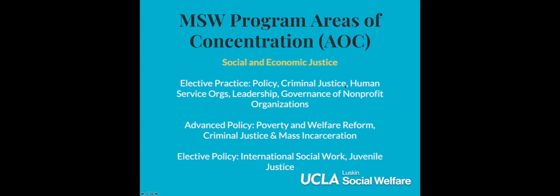So we have policy, criminal justice, human service organizations, leadership, governance of nonprofit organizations, poverty and welfare reform, criminal justice and mass incarceration, international social work, juvenile justice. These are people who want to deal with some of the issues that vulnerable populations are dealing with and facing. So corrections, reintegration, and things like that. This is a sampling of the different courses that would be specialized for you in your second year.